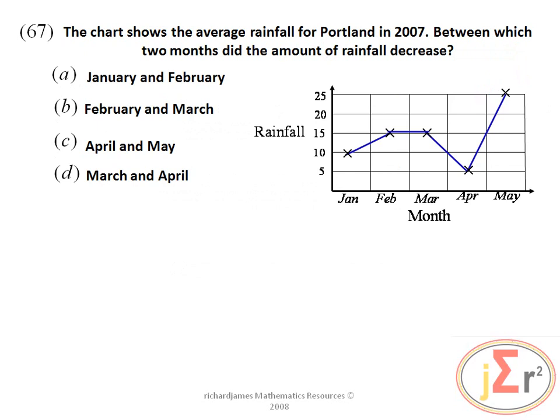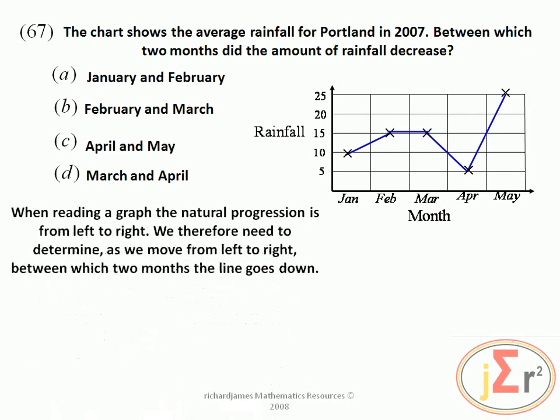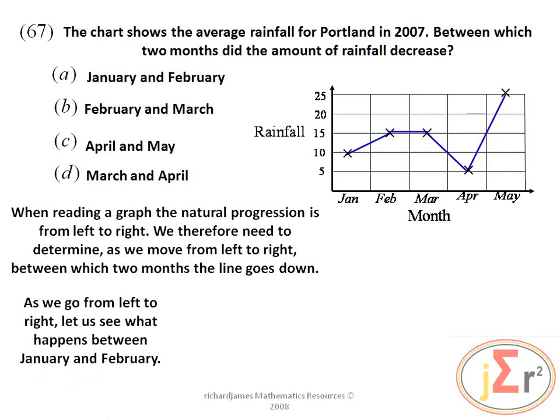The chart shows the average rainfall for Portland in 2007. Between which 2 months did the amount of rainfall decrease? So we're going to look from January. When reading a graph, the natural progression is from left to right. We therefore need to determine, as we move from left to right, between which 2 months the line goes down. So as we go from left to right, let us see what happens between January and February. Between January and February, we notice that this goes up, so there is an increase.